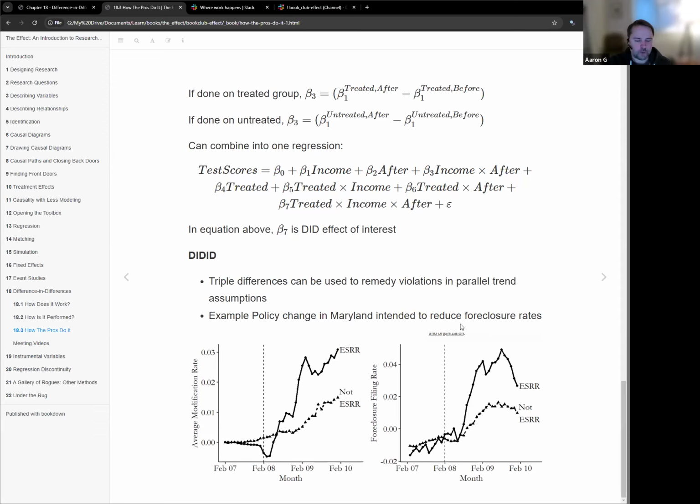The authors were looking at a time period both pre and post the financial crisis, right, which really escalated in 2008. And there was a policy change in Maryland, the state of Maryland in the United States around this time to help. The idea was to reduce foreclosure rates.